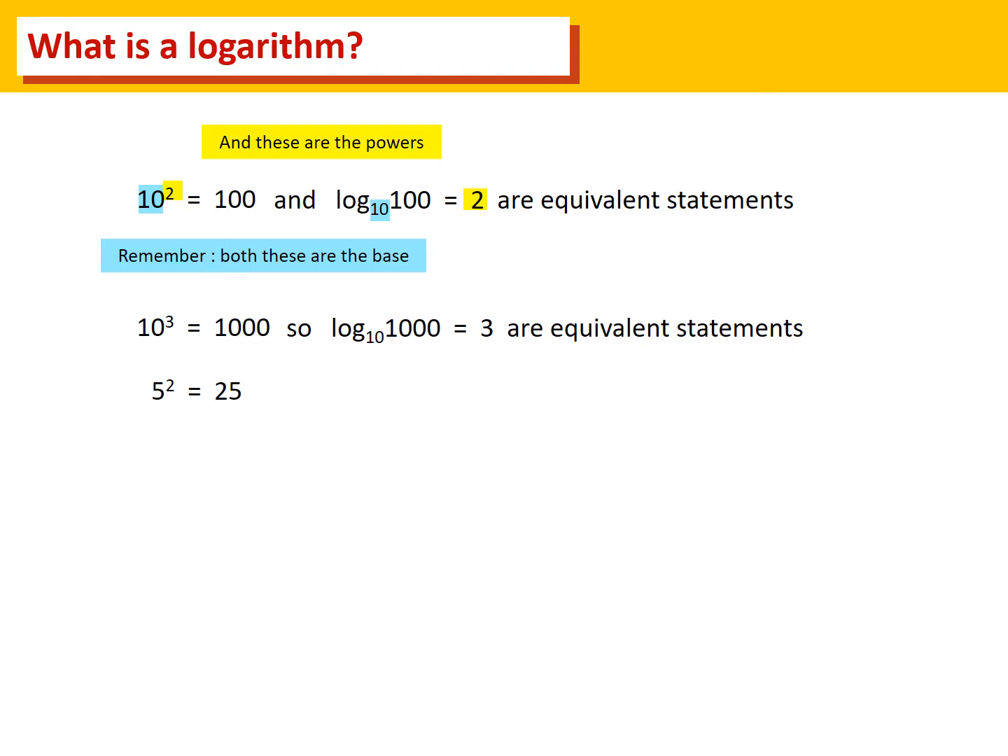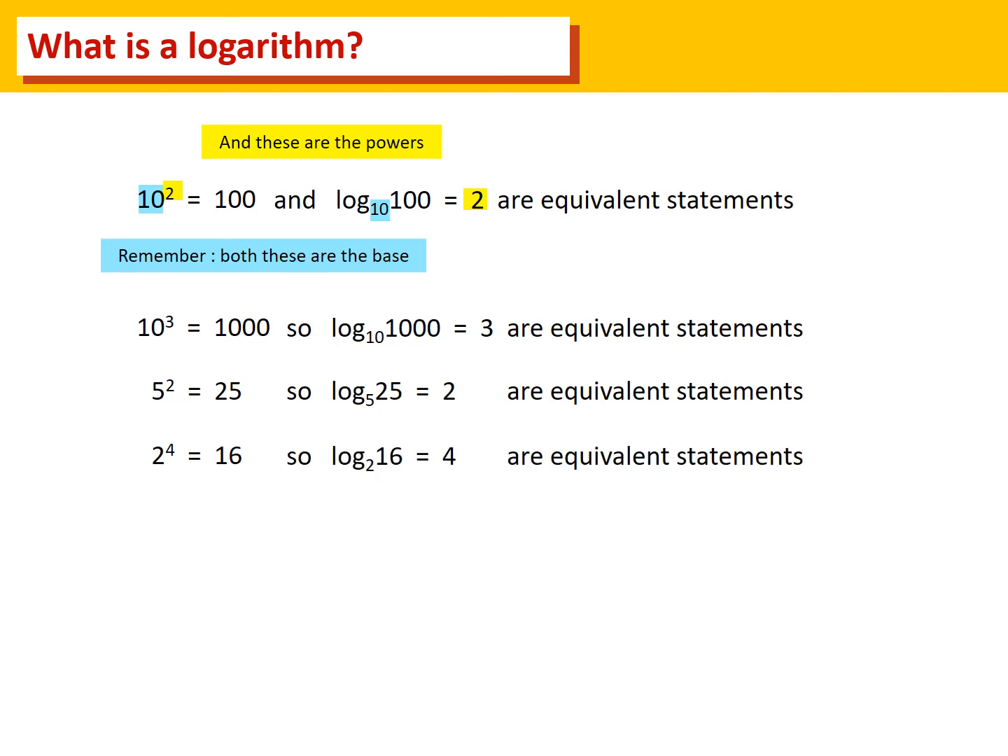What's the equivalent statement to that? There it is, log to base 5 of 25 equals 2. And the equivalent statement to that, log to base 2 of 16 equals 4. So you should see both of those statements in each line as being equivalent to each other.